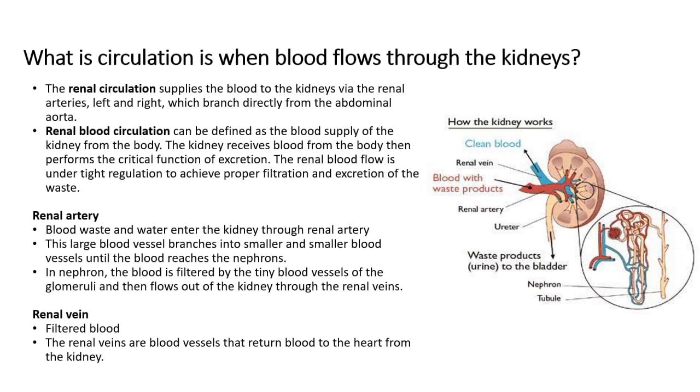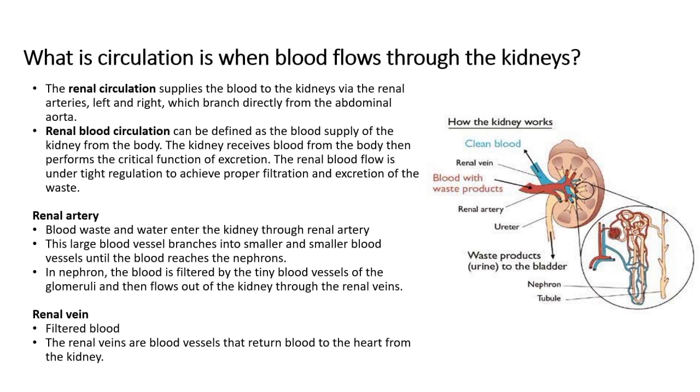And this large blood vessel branches into smaller and smaller blood vessels until the blood reaches the nephrons. So in the nephron, the blood is filtered by the tiny blood vessels of the glomeruli and then flows out of the kidney through the renal veins. So through our renal vein, it is clean blood, the filtered blood. The renal veins are blood vessels that return blood to the heart from the kidney.